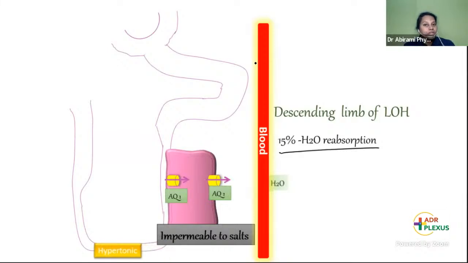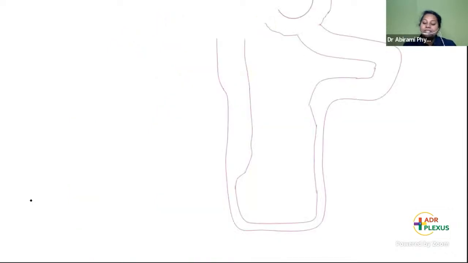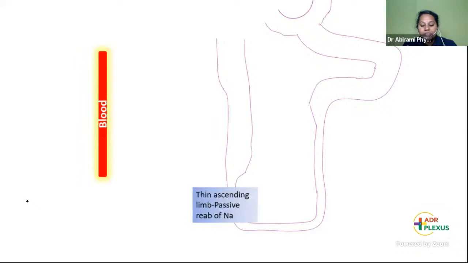Now this hypertonic fluid moves into the ascending limb. Let's see the changes happening in the ascending limb. The first part of the ascending limb is very thin. That's why it's called the thin ascending limb. And as you know, the fluid which came out of the descending limb was hypertonic.